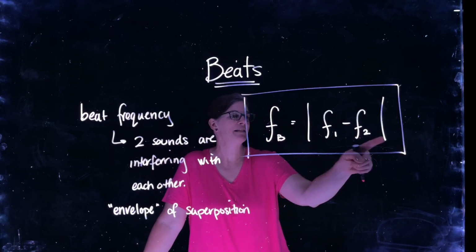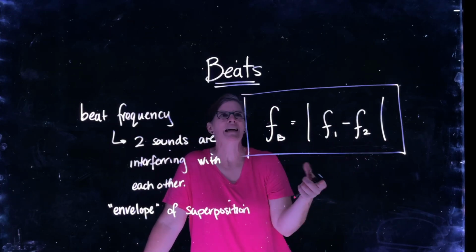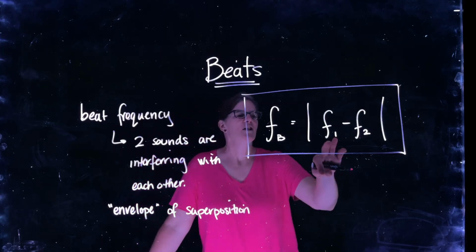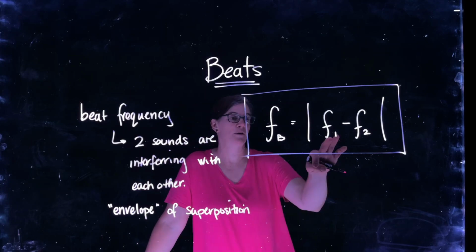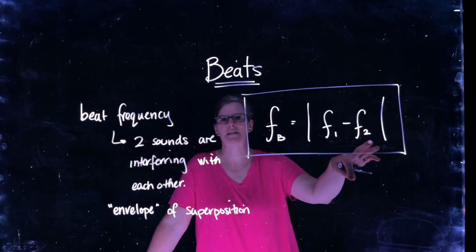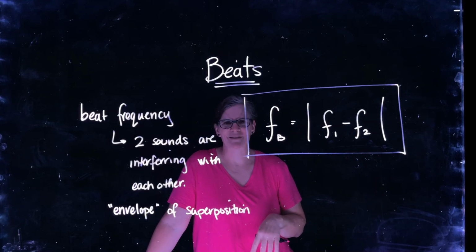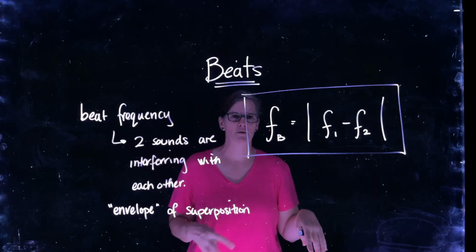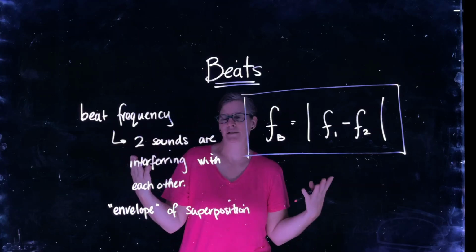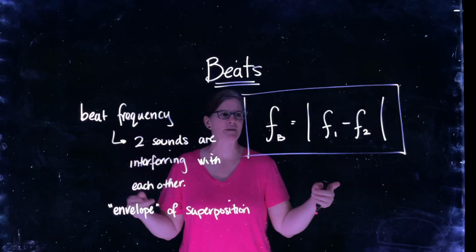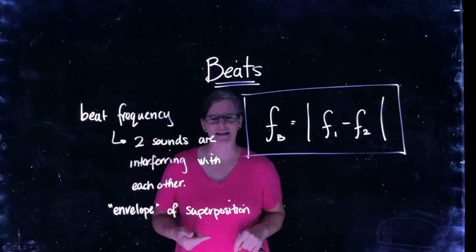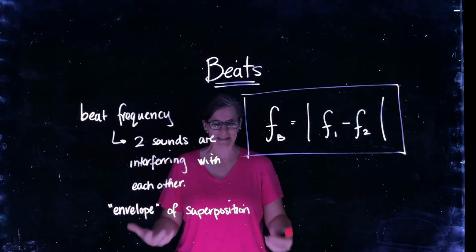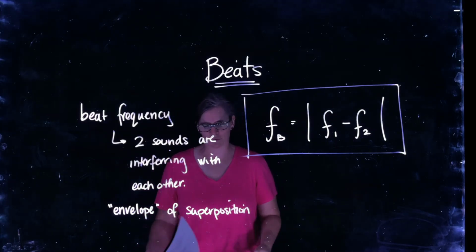Now, I put absolute values on there because it's a scalar quantity. There's no such thing as a negative frequency or a positive frequency. So if I define the higher frequency as frequency 1 and the lower frequency as frequency 2, great, then I get that positive number. If I'm talking about two instruments, defining one as 1 and one as 2, and 2 happens to be the higher frequency, great, then I get a negative number and I take the absolute value. So the important piece is the beat frequency is simply the difference between the two frequencies.